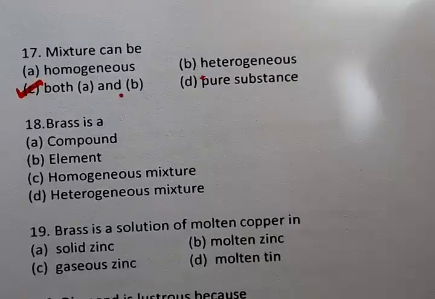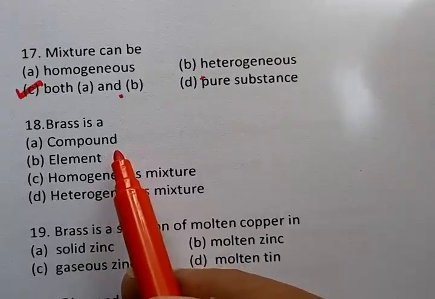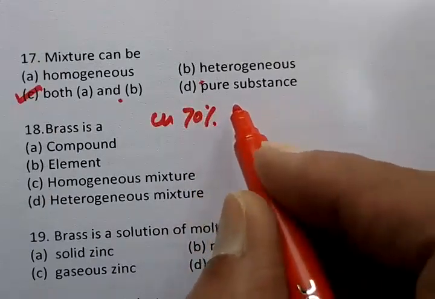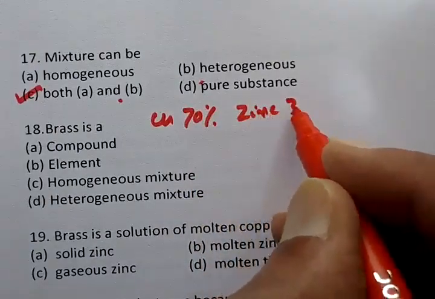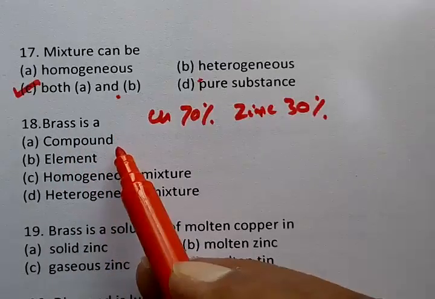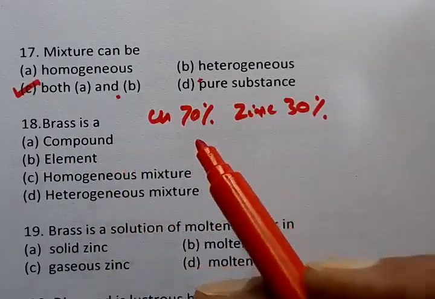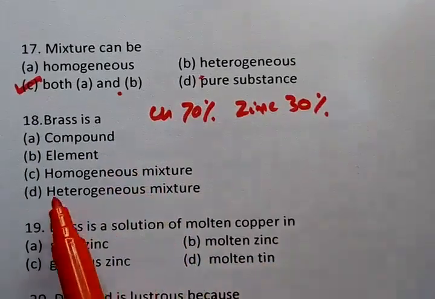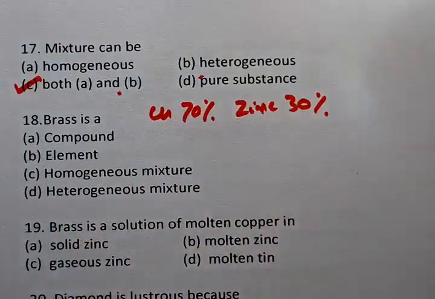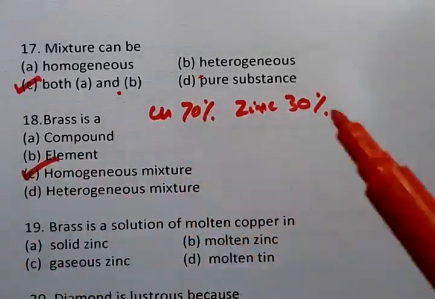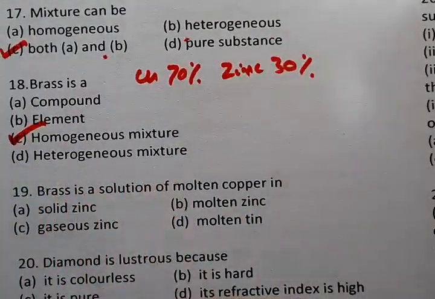Okay. Brass is made up of copper 70%, zinc 30%. Combination of these two is brass. So brass is a compound? No. Element? No. It is a homogeneous mixture. Anywhere if you take a brass plate and test at different points, it will show the same combination. Okay. It is a homogeneous mixture, not a heterogeneous mixture.